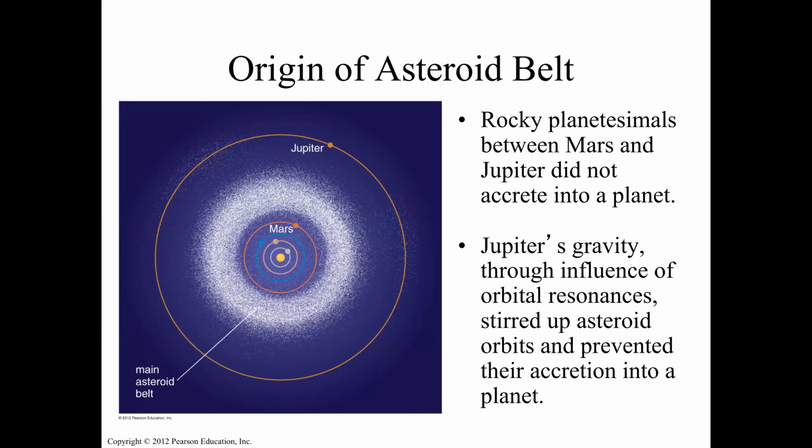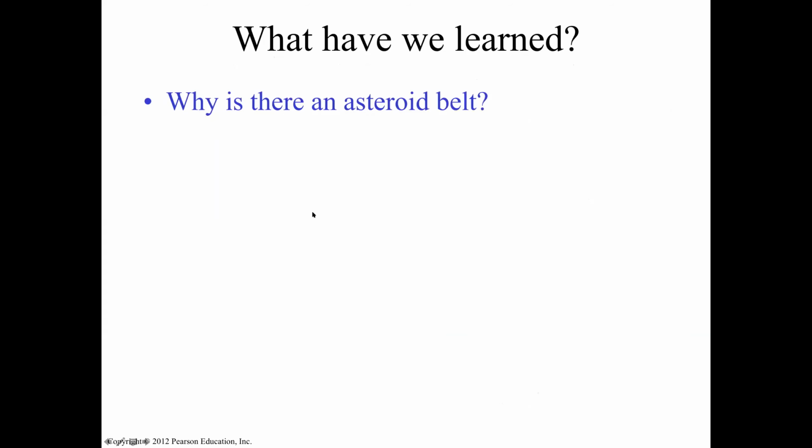So rocky planetesimals between Mars and Jupiter did not accrete into a planet, as we just talked about. Jupiter's gravity, through the influence of orbital resonance, disturbs these orbits and prevents the accretion from happening. I mean, it could have been a small planet, but it didn't happen because this guy is big enough to disturb them. What have you learned? Why is there an asteroid belt?